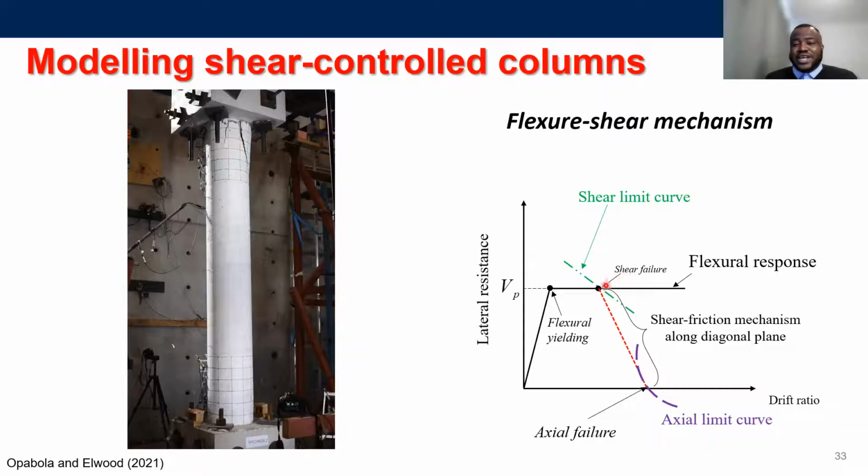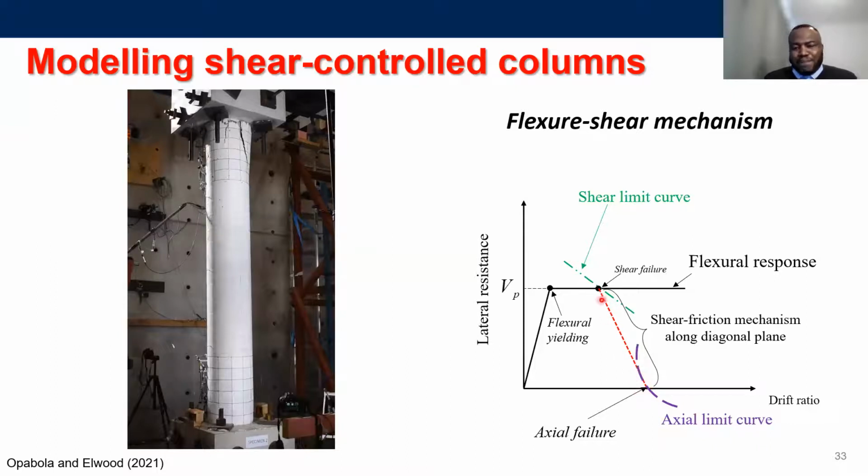And immediately after the shear failure happens, the deformation path transforms into this red line, in which the column can still keep on carrying its axial load up until a point whereby it hits the axial limit curve and suffers axial failure.